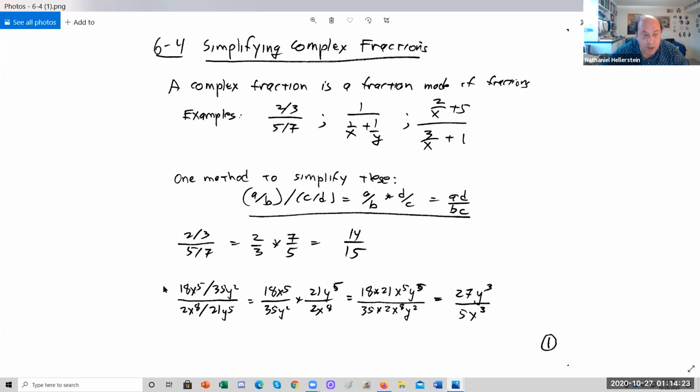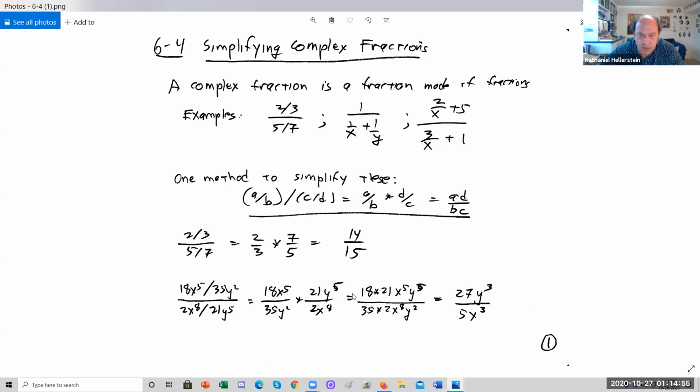This is a little more complicated. 18x to the 5th over 35y to the 2nd, all divided by 2x to the 8th over 21y to the 5th. We take the numerator, 18x to the 5th over 35y to the 2nd, and multiply by the reciprocal of the denominator, therefore 21y to the 5th over 2x to the 8th. Then you multiply across: 18 times 21, x to the 5th, y to the 5th, over 35 times 2, x to the 8th, y to the 2nd.